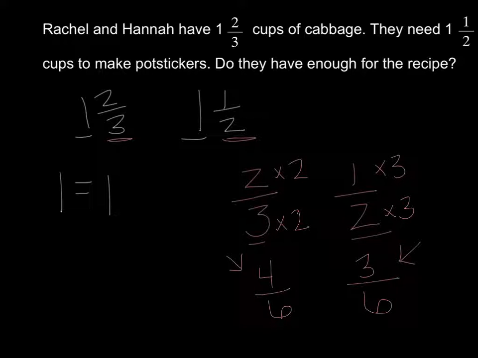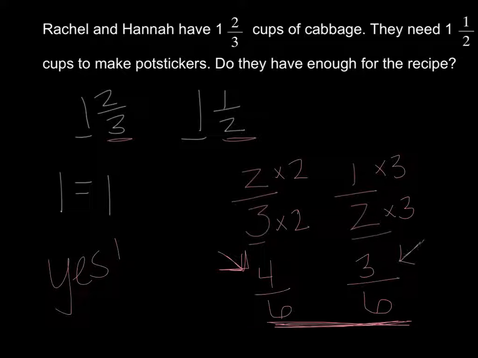So do I have enough? Yes. We do have enough for our recipe. Okay, and so we only have to look at the numerators because our denominators are the same. We cut each pie into 6 pieces. This one I ate 4. This one I ate 3. Okay, so I needed at least 3, so yes, I have enough.